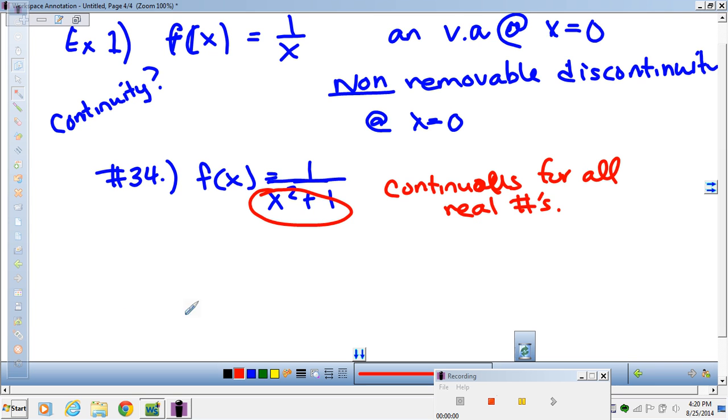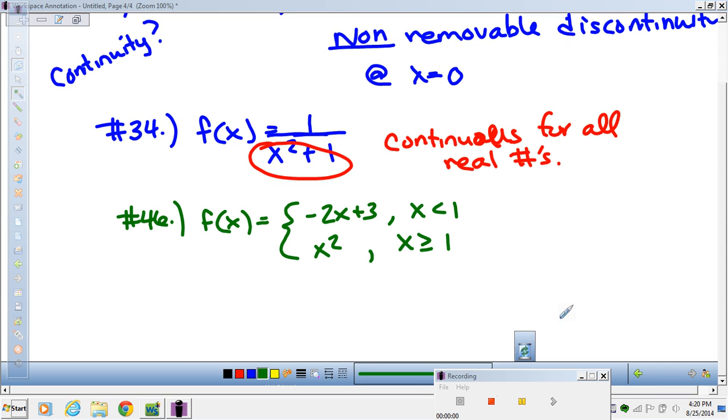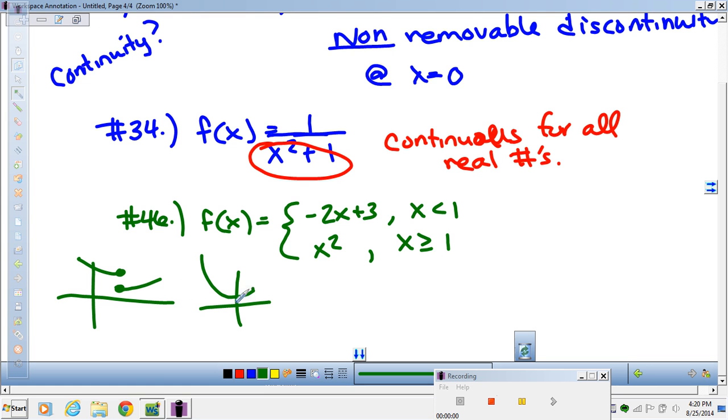And then let's take a look at another one. Number 46. I have a piecewise function where I have negative 2x plus 3 for x less than 1, and I have x squared for when x is greater than or equal to 1. Now I know that for a piecewise function, one of two things can happen. I can have a function that breaks, so I have a piece and another piece going the other way, or I can have a function that connects in a smooth curve.